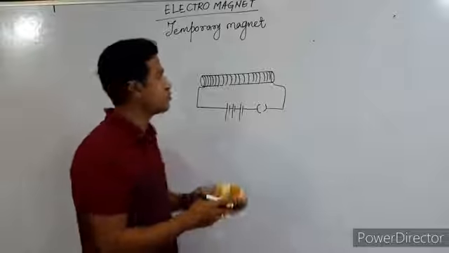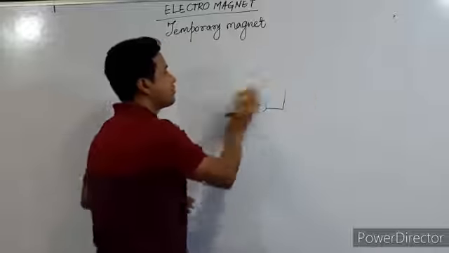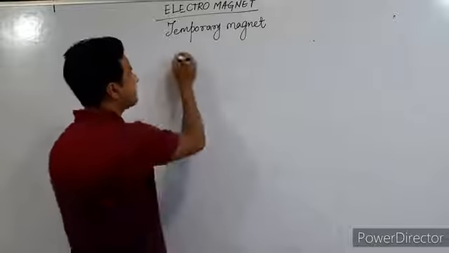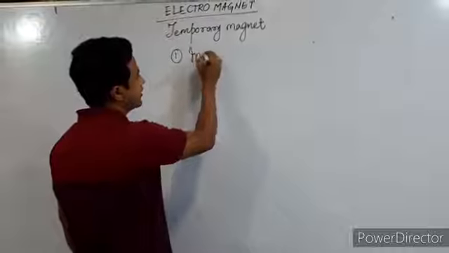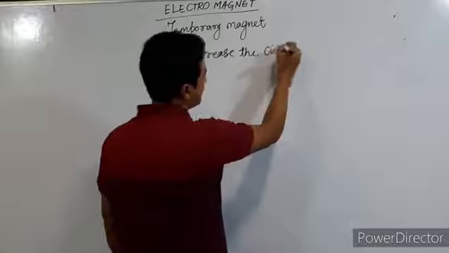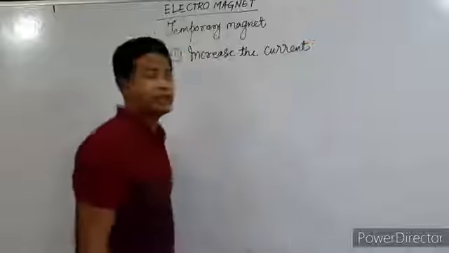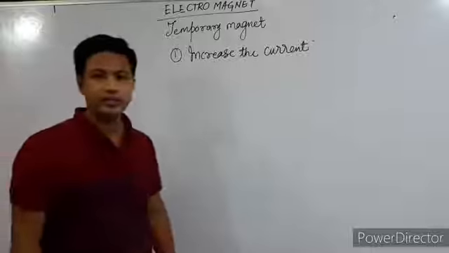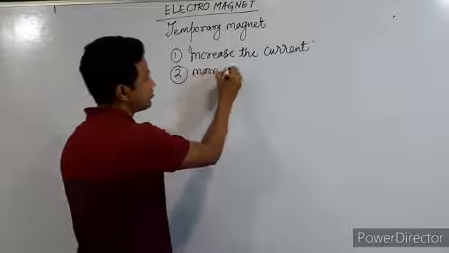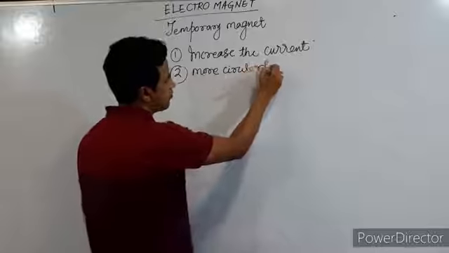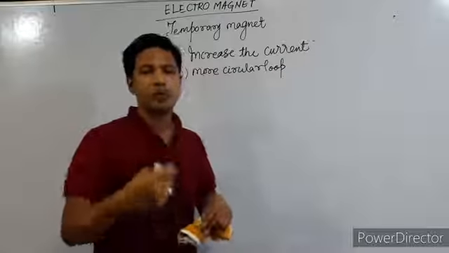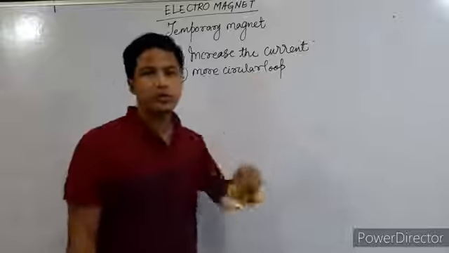So now let's find out what are the factors affecting our electromagnet. First, if we increase the current inside it, the more current you increase, the more the strength of the magnet will increase. Second point, more circular loops. More circular loops means more circles you are making with the copper wire. The more loops, the stronger it is.